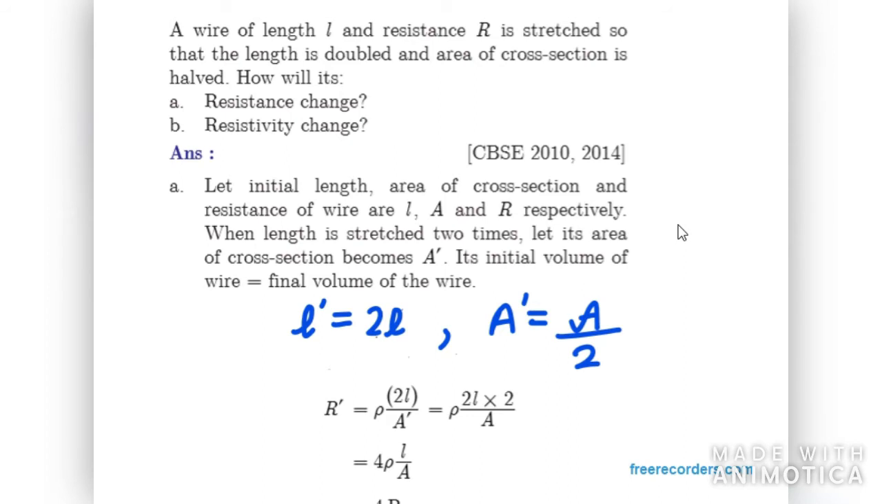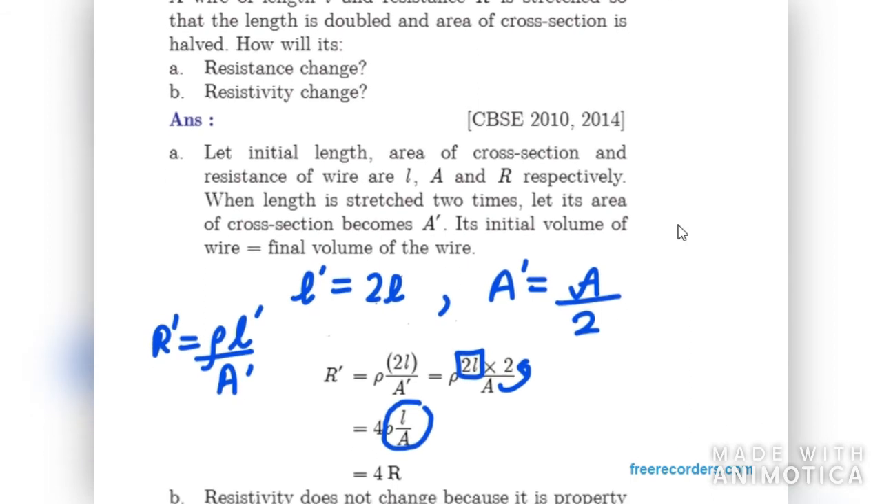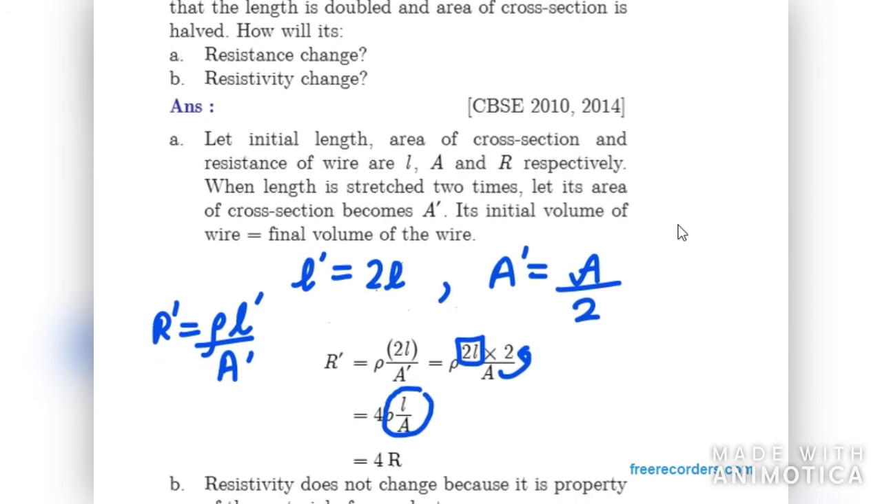So R is rho L over A. The initial formula for this is rho L over A. Now putting the values of L dash and A dash respectively, I get L as 2L and A dash has been replaced with A over 2. Now the 2 will go to the numerator, so we have 4 rho L over A. Now rho L over A can be written as R. So the change in resistance is 4 times the initial resistance.